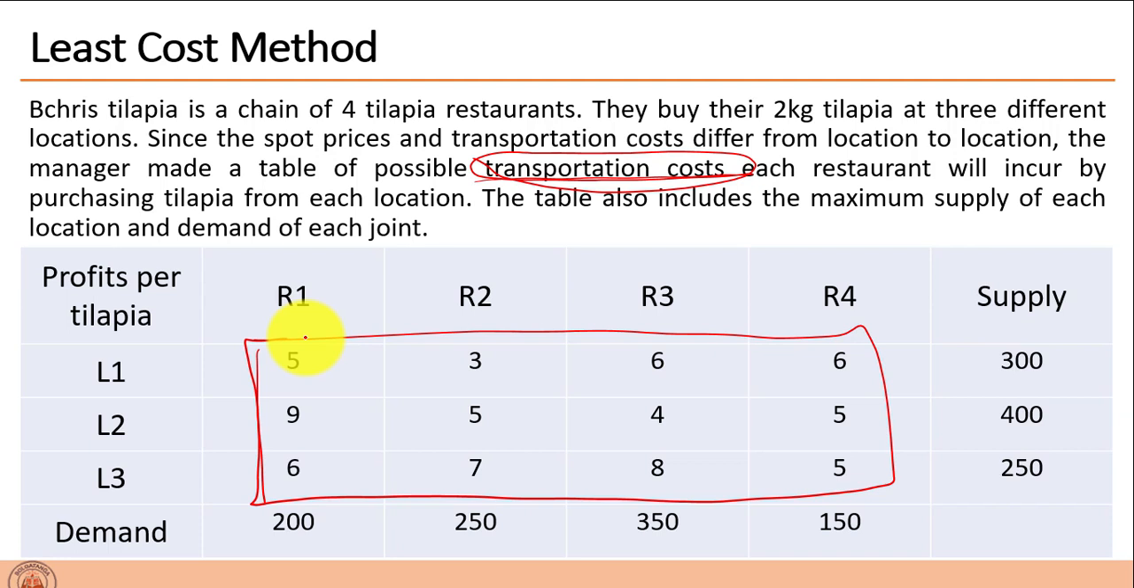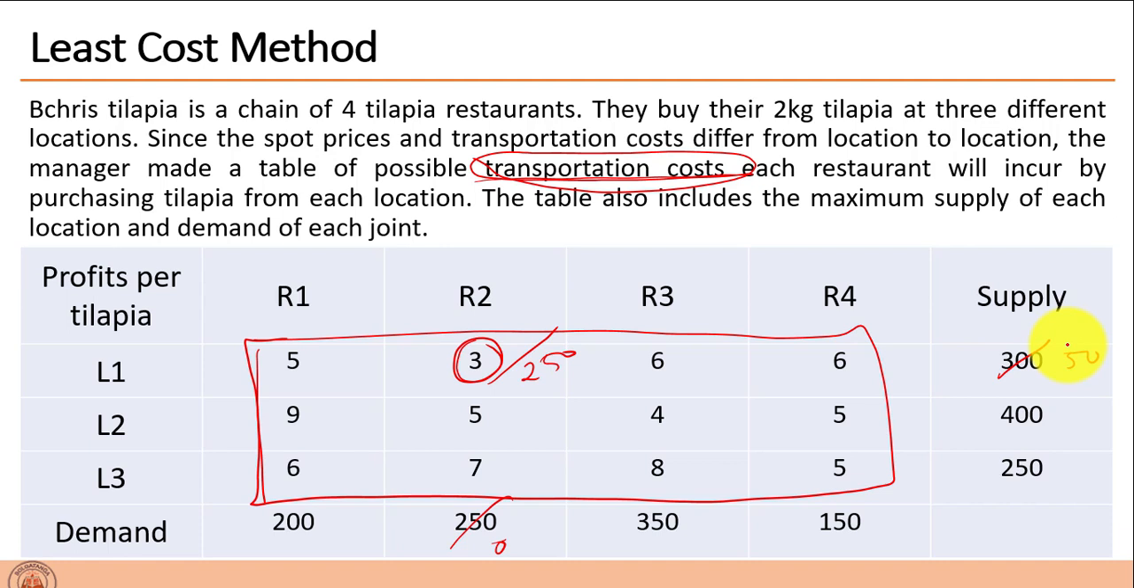So the minimum cost is 3, as I can see. That's the least cost item here. So who is providing the list and to where? Warehouse number 1 can provide the 250 that restaurant number 2 needs at a lower cost. So let's go there first and give them the 250. This is satisfied, but then we still have 50 more left here. The next smallest is number 4.